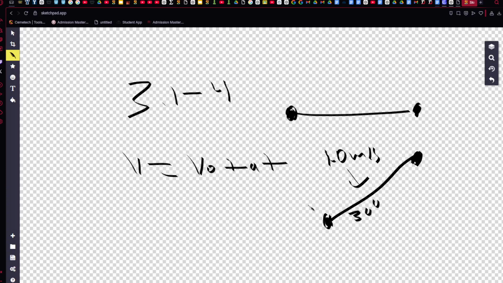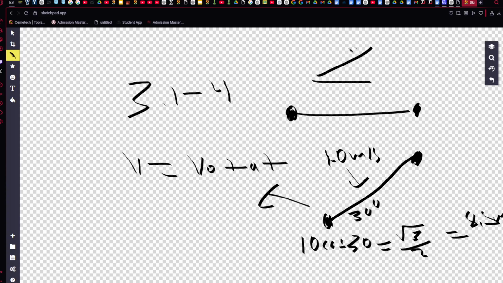So that means you can apply these kinematics separately to see where it falls. For example, this would be 10 cosine 30 to get the velocity. Cosine 30 is equal to square root 3 over 2, so that would be approximately 8.5 meters per second in the x direction. So this is the same thing as 10, 8.5.